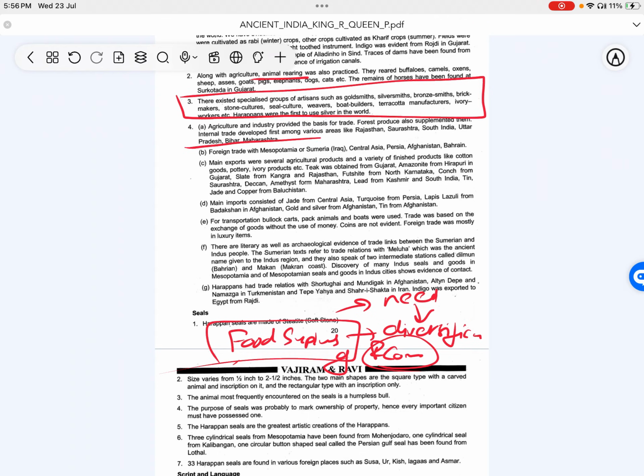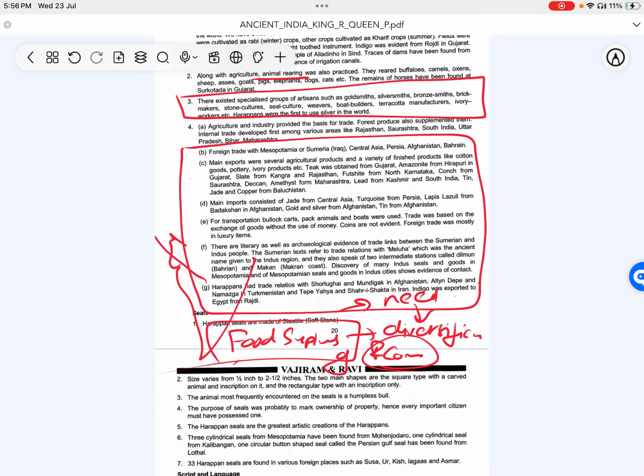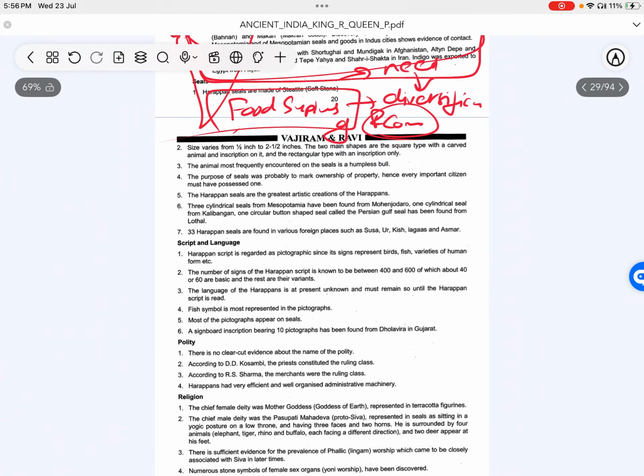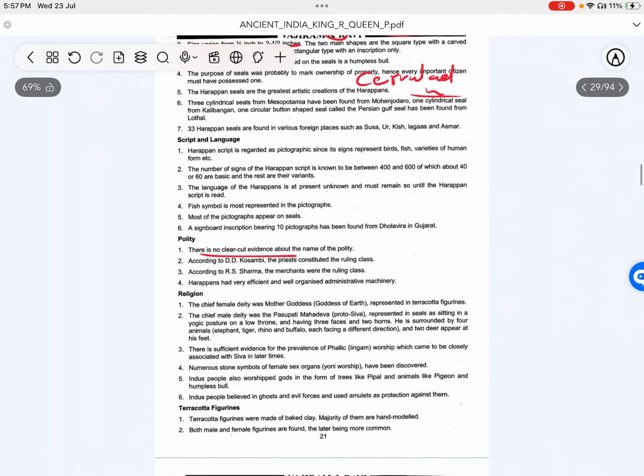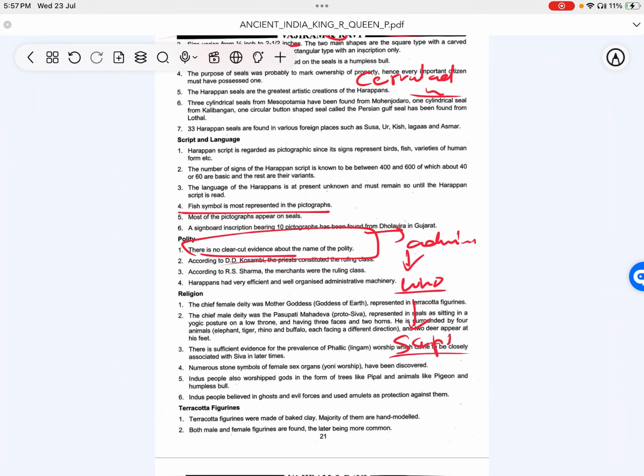So we have foreign trade mostly with Mesopotamia because we are connected with the West. India is connected with the West more than the East because the Himalayas are there. For the basic trade details you can search on Google. Standardization: there is some kind of central administration. There is no clear-cut evidence about the name of the ruler. That's why I said there is a kind of administration, not who, because we need to understand the script. Fish symbol is represented, and there are a lot of basic archaeological evidences.